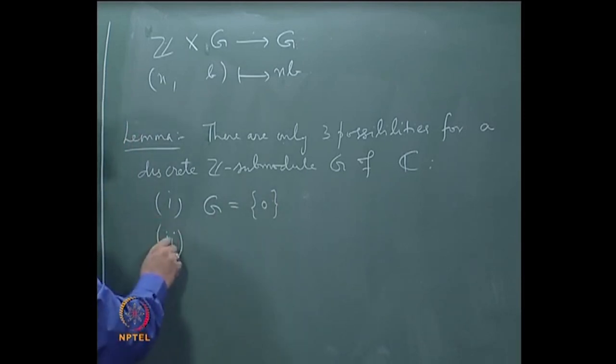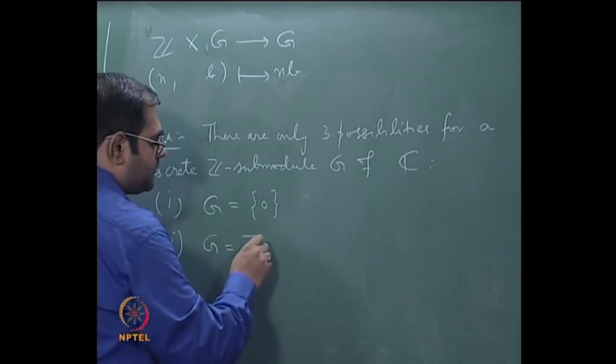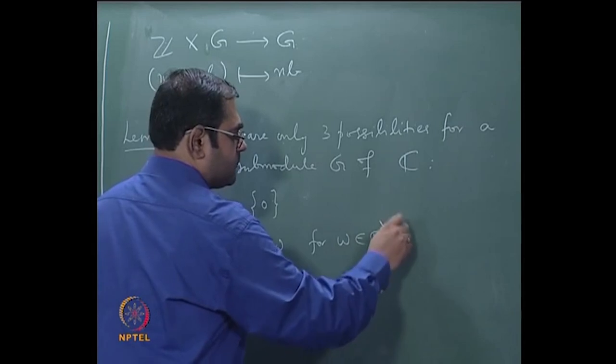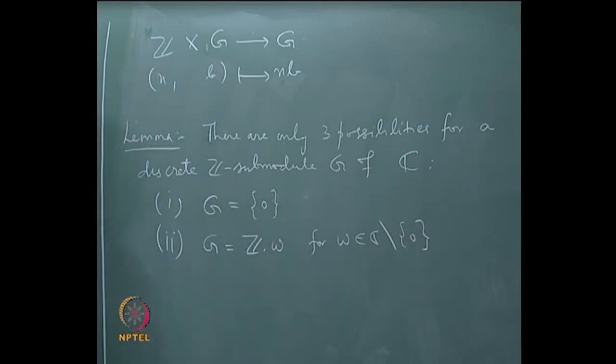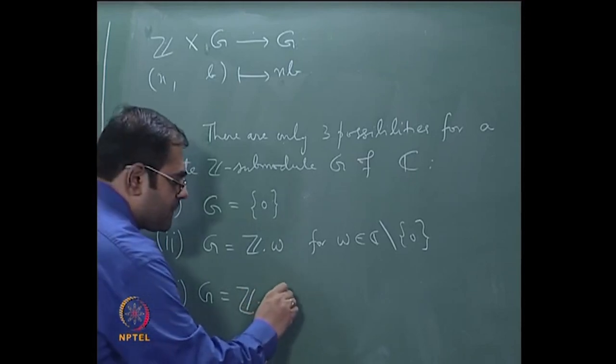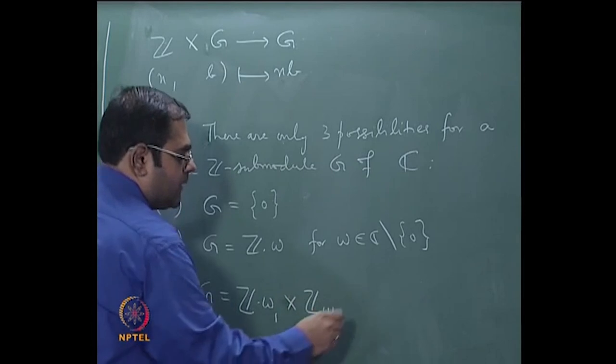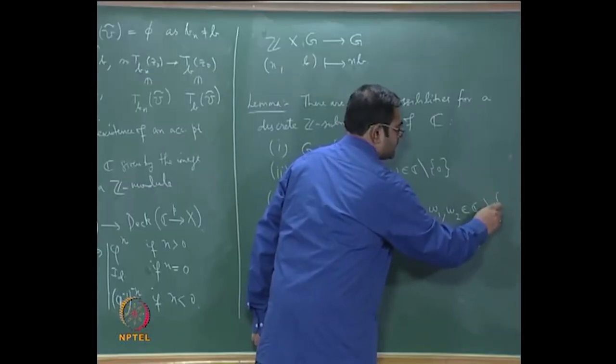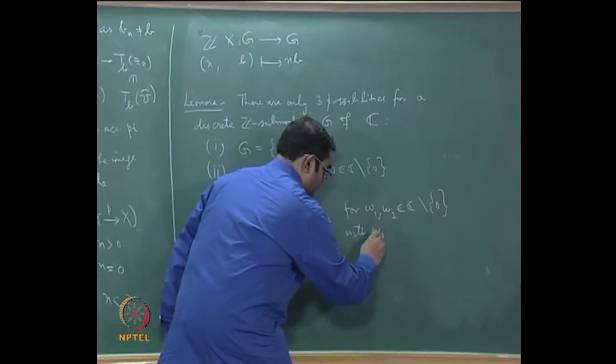Number two. When I say G is trivial, it means that it contains only translation by 0, which is just the identity. So it contains only the identity map, right? Then the second thing, G is Z times omega, for omega which is a non-zero complex number. So G is just translation by integer multiples of a fixed non-zero complex number. And the third one is G is translation by two non-zero complex numbers, omega 1 and omega 2, with omega 1 by omega 2 not a real number.